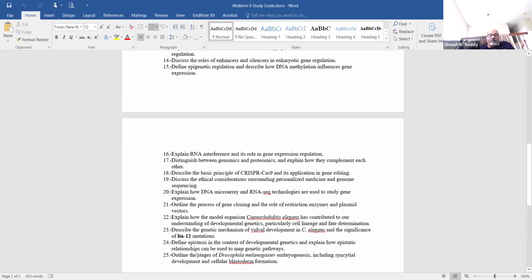So out of 25, you need to select only 20 of them. 5 are the choice. So what is the model organism Caenorhabditis elegans? That is a very important model to understand cell lineages and their fate. Caenorhabditis elegans has a distinct number of cells. The hermaphrodites are larger and males are smaller. Around 1,000 cells totally in hermaphrodites, and some 900 cells in the males.